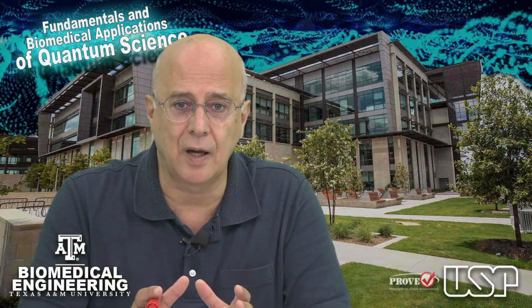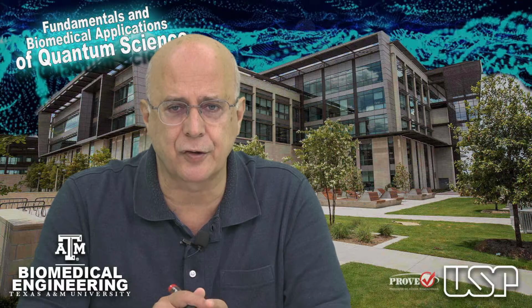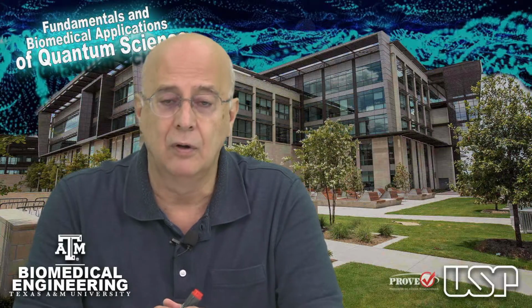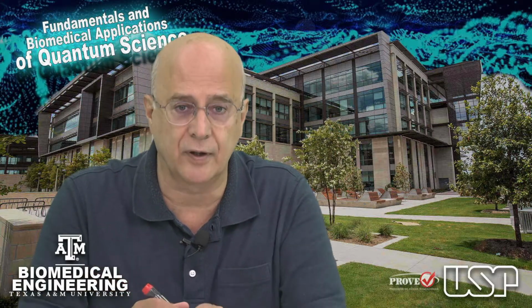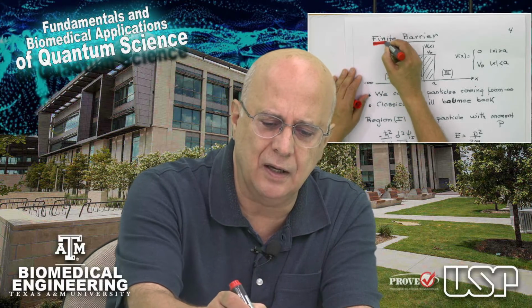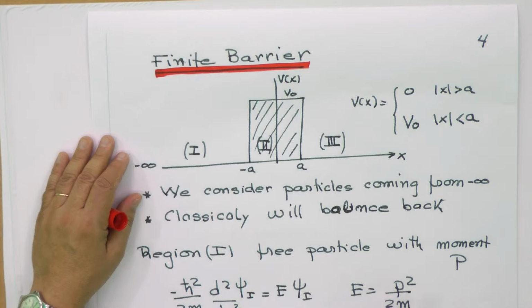Hello! Continuing our last lecture, we were discussing the application of the Schrödinger equation. Today we're going to do a very interesting problem that is the beginning of understanding many biomedical or biological phenomena in general. We're going to see what happens with free electrons traveling when they find a finite barrier.